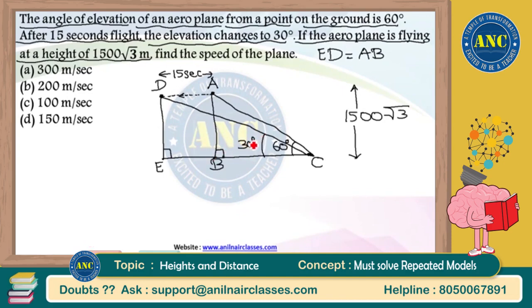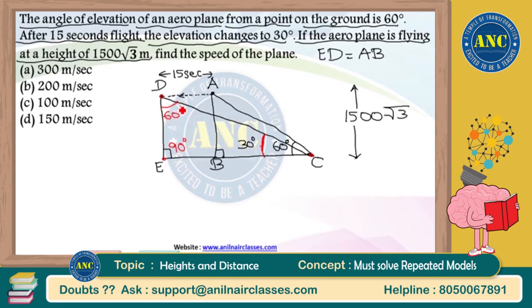Now, if I take the bigger triangle, I am referring to it as triangle DEC. This is the triangle I am referring to. In this particular triangle, this angle is given as 30 degrees. Angle E is 90 degrees. So angle D should be how much? It should be 60 degrees.